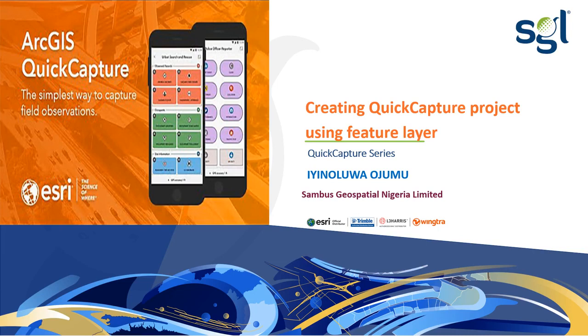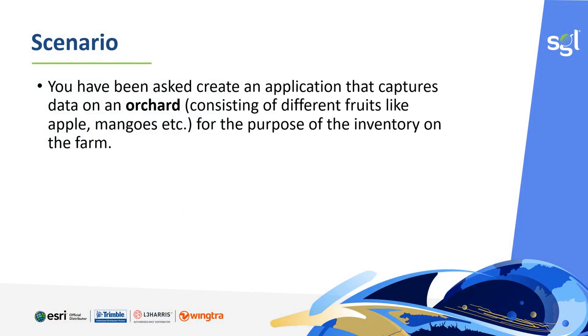Today we'll be creating a Quick Capture project using a feature layer. Remember the other video that we did? We created a Quick Capture project using an existing template in the Quick Capture environment. So today we have this scenario of creating an application that captures data in an orchard for the purpose of mapping out all the fruits on the orchard.